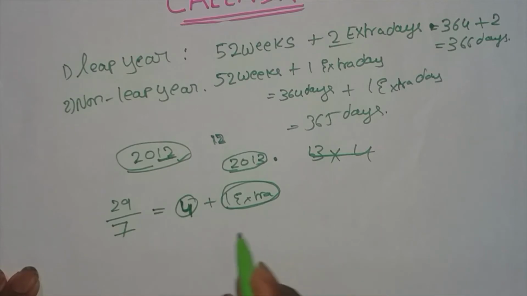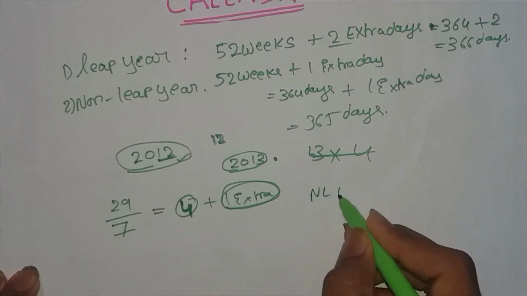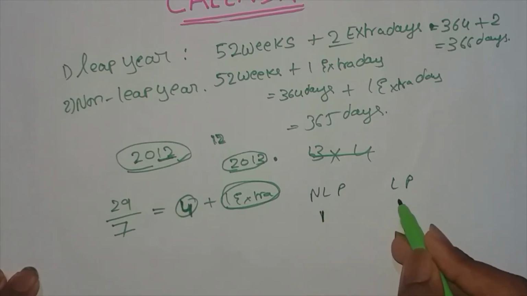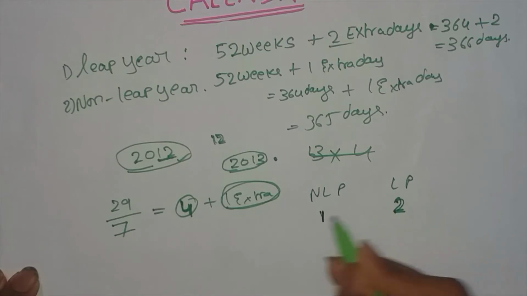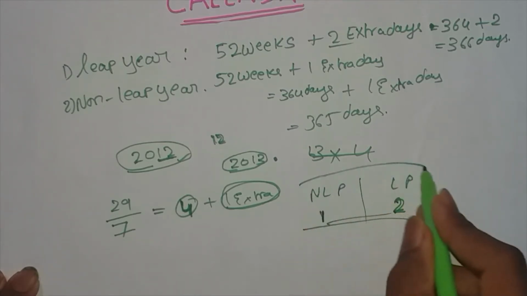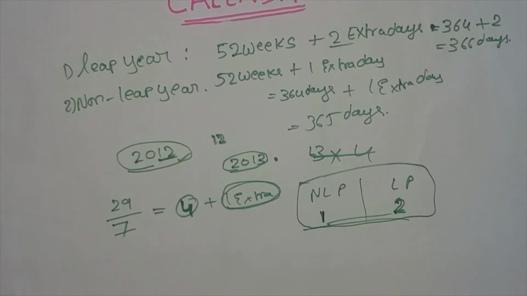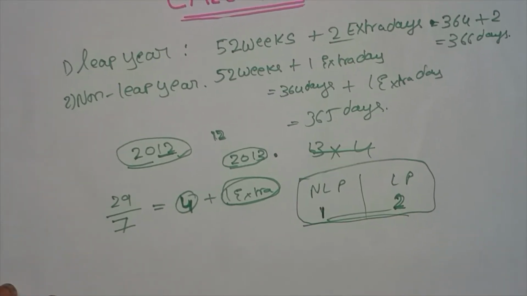The basic difference between a non-leap year and a leap year is the extra 2 days only. In a non-leap year we have only one odd day, and in a leap year we have 2 odd days. This is the basic difference. Now we will try to solve some easy problems, that is model 1 questions.